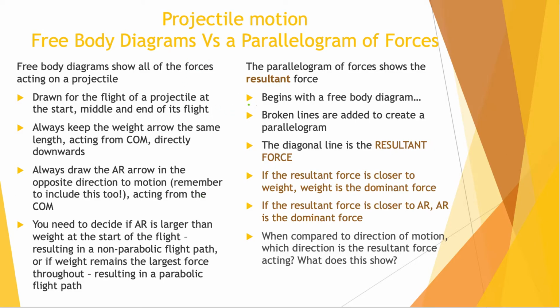And it starts in exactly the same way. It starts with a free body diagram, but then we're going to add broken lines to create a parallelogram from the force arrows, and then a diagonal line which shows us the direction and the size of the resultant force. And we need to remember these two rules. If the resultant force is closer to weight, weight's the dominant force. If the resultant force is closer to air resistance, air resistance is the dominant force. When compared to the direction of motion, we will answer that question as we go on.